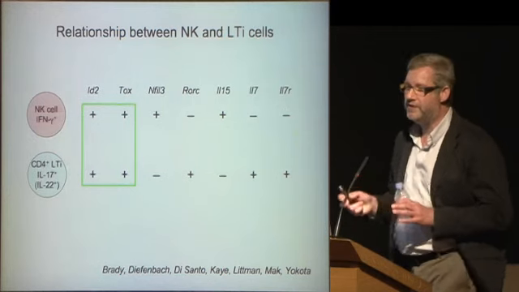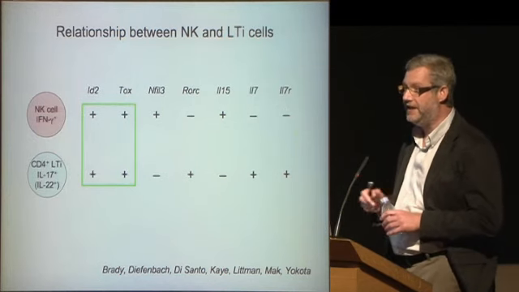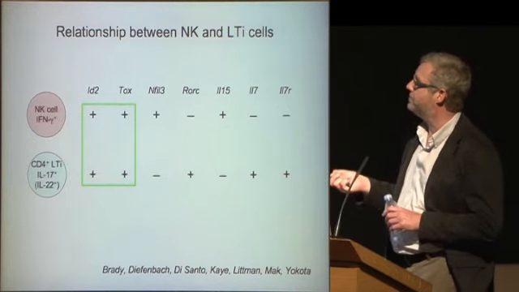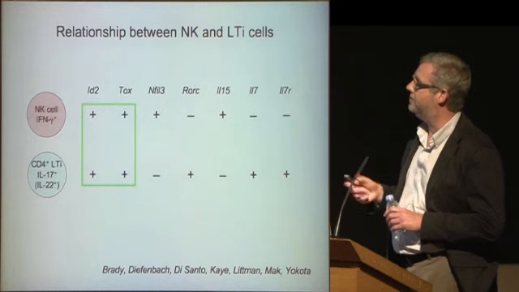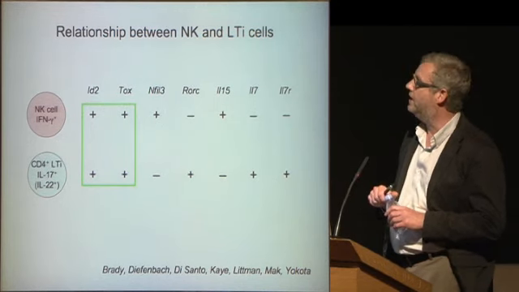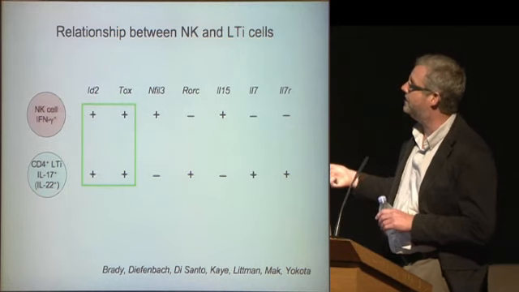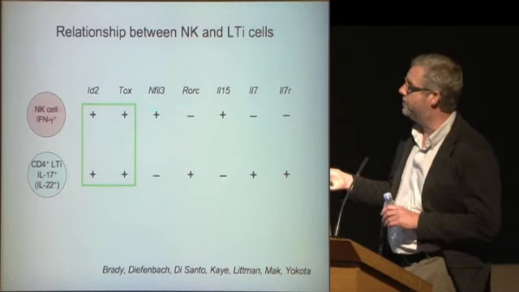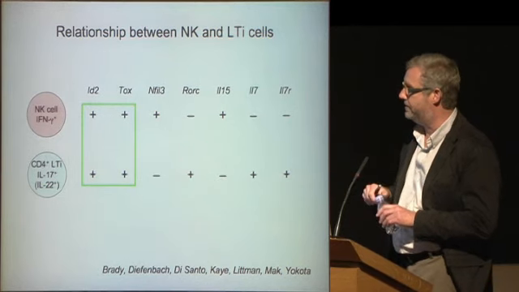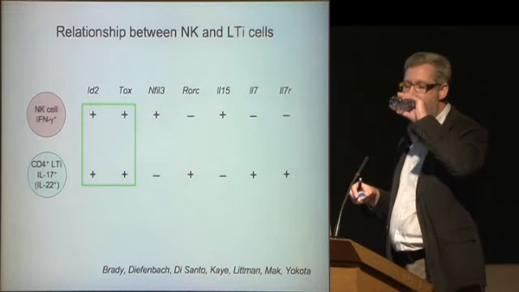So while these innate lineages are related in terms of transcription expression and specifically linked by expression of ID2, they're clearly divergent in terms of their effector functions, in terms of cytokines that are important for those effector functions and for their maintenance in the periphery.